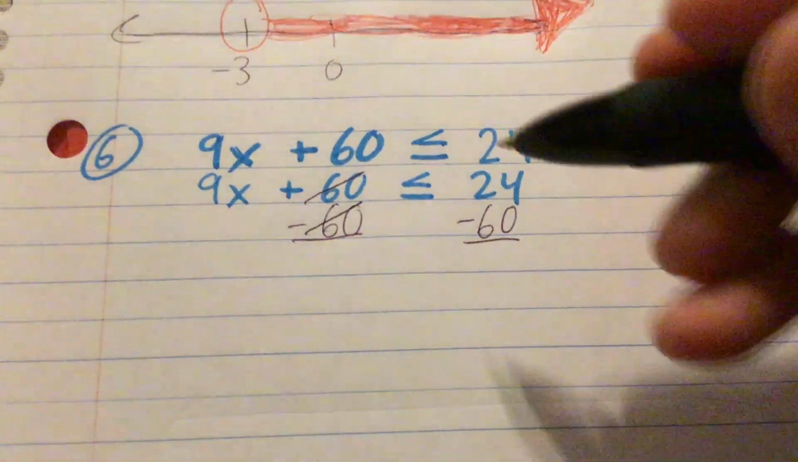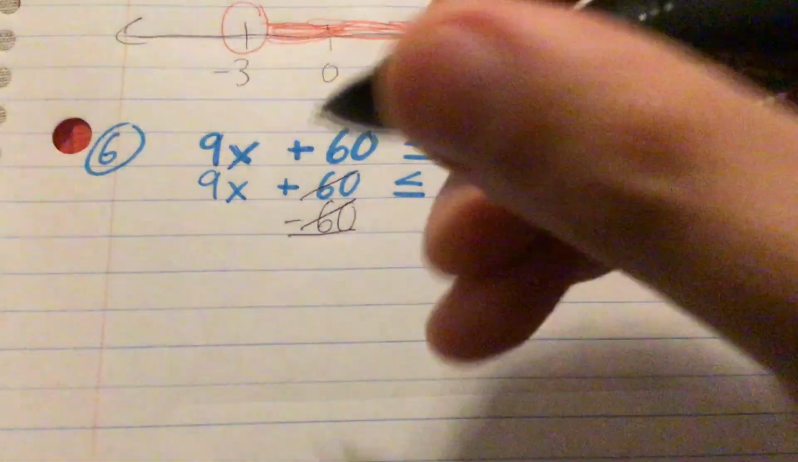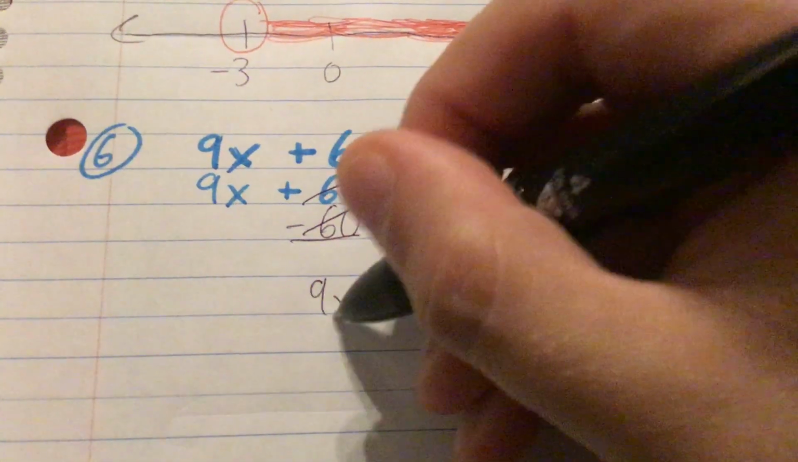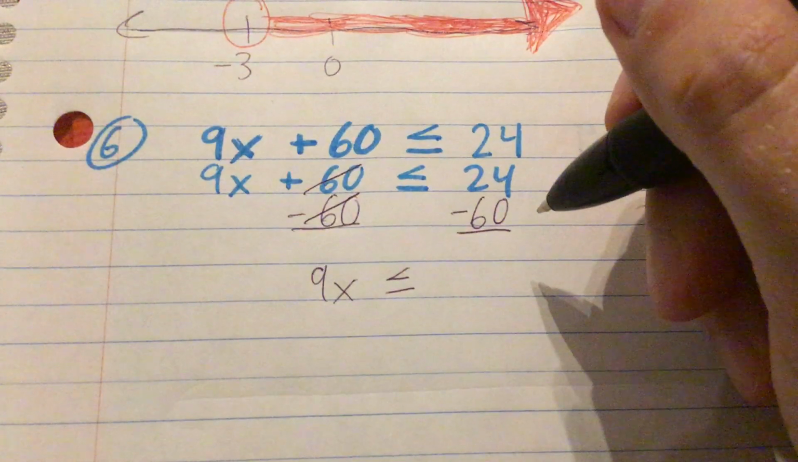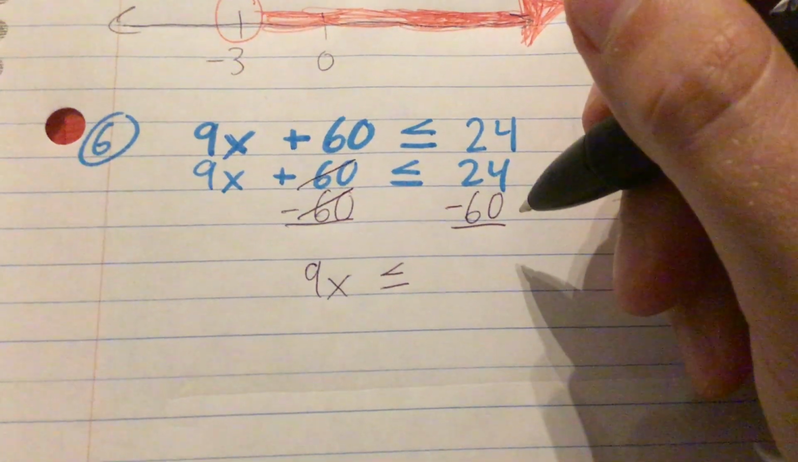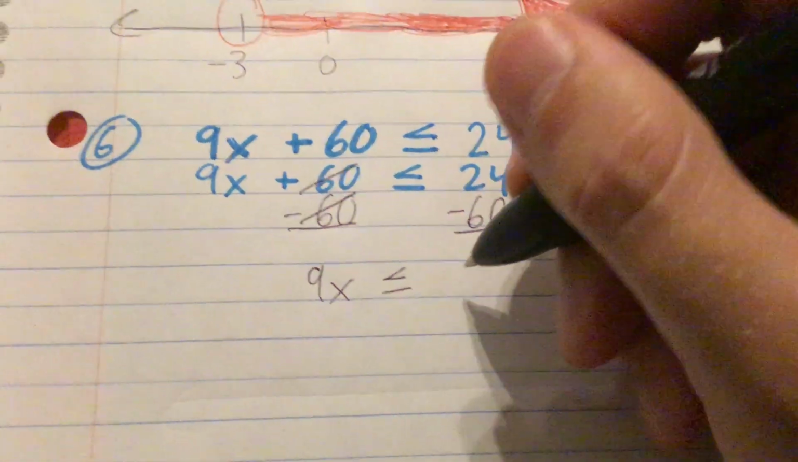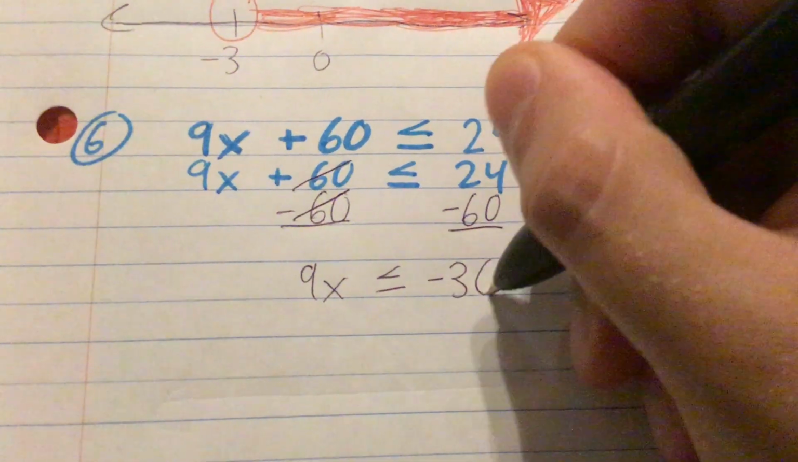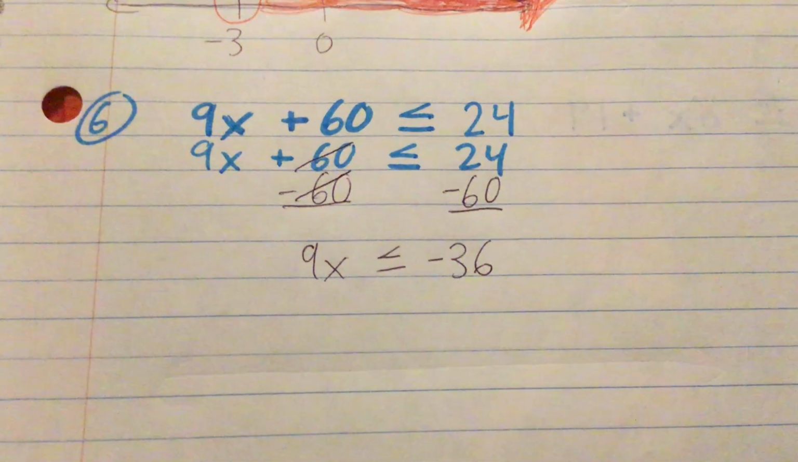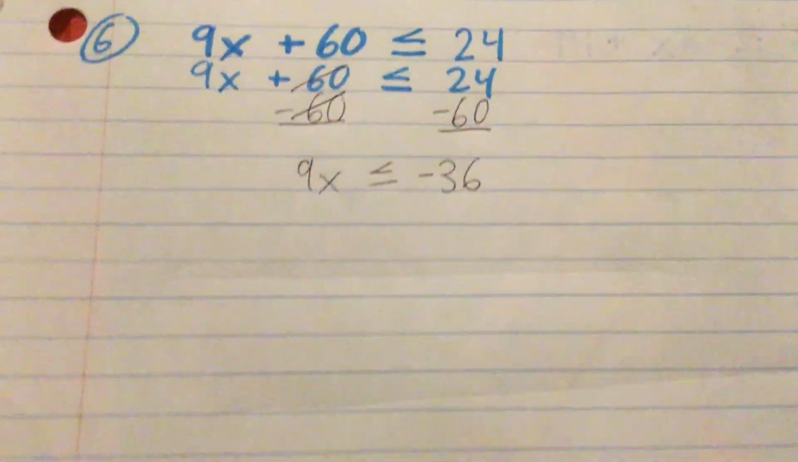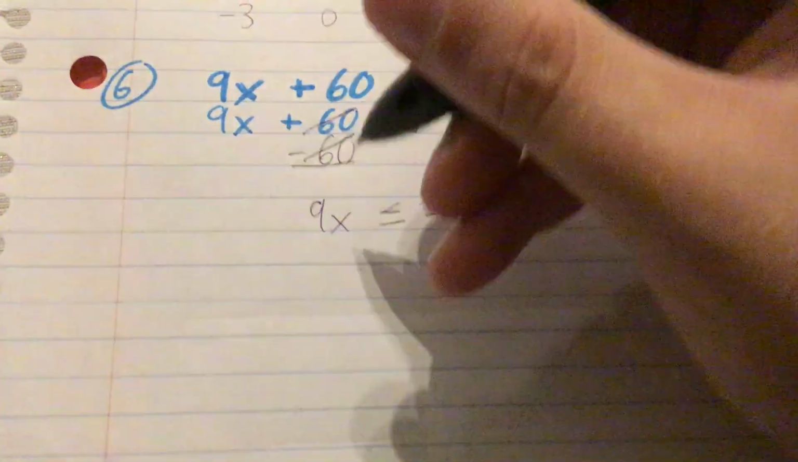Subtracting 60 on both sides has no impact on that inequality symbol. So now 9x is still less than or equal to 24 minus 60, so 30 minus 60 would be negative 30, so negative 36. All right, 9x is less than or equal to negative 36, so now we're going to solve for x.